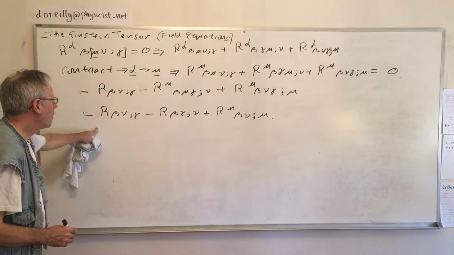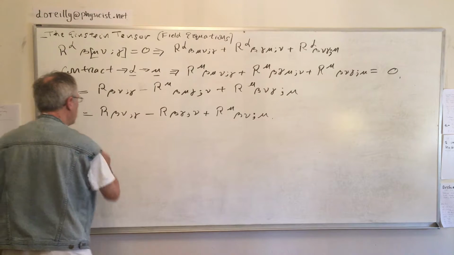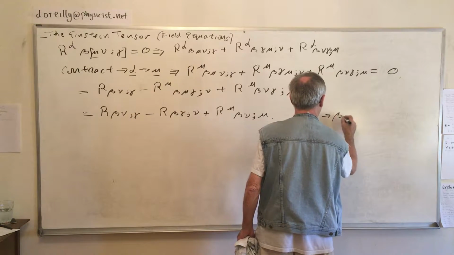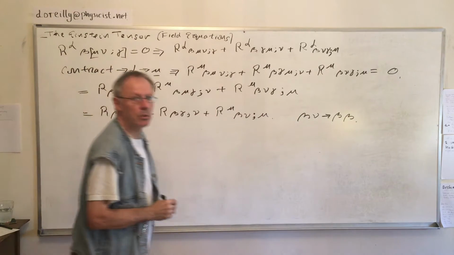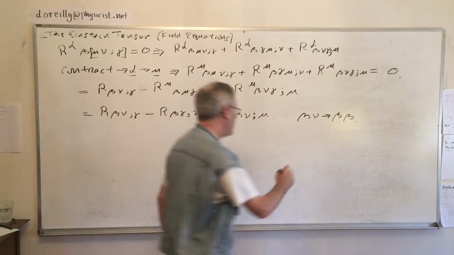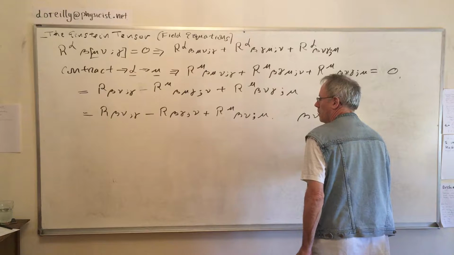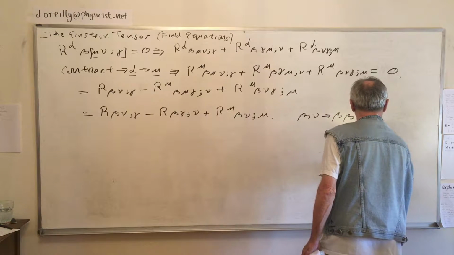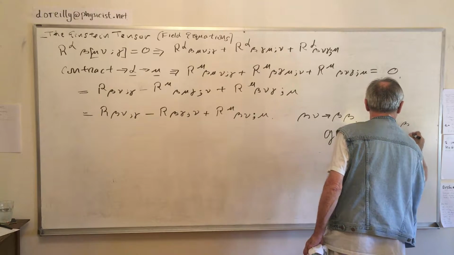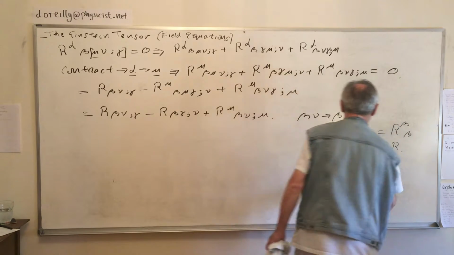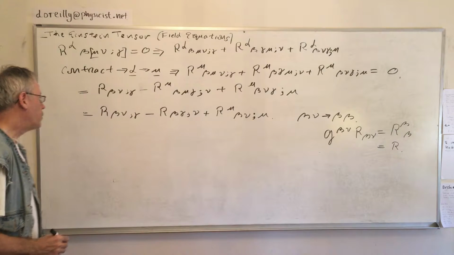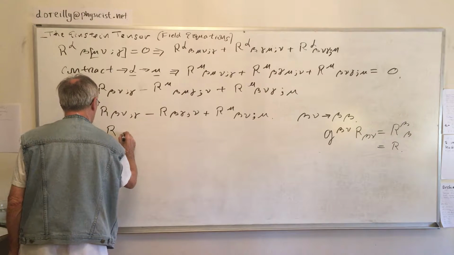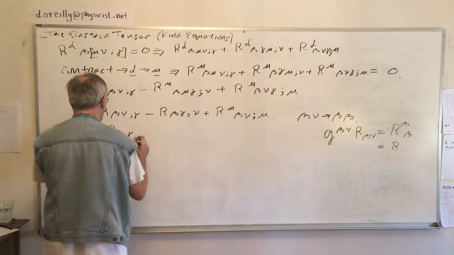What else? Okay, let's contract on beta and nu now. We'll set them both equal to beta. Now that's the same as doing this. It's the same as multiplying by a metric tensor. I'll write it out in full.